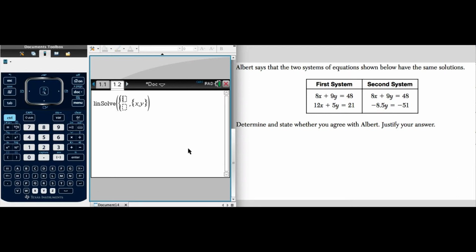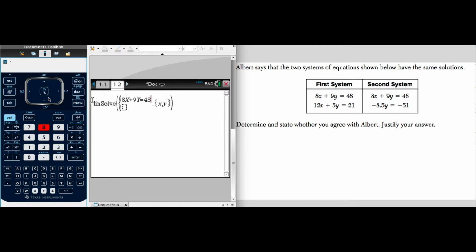Now, this will solve a linear equation, or a system of linear equations, as long as we don't have any x squareds, y squareds, x to the third, things like that. It won't solve those, but we simply have linear equations. So let's enter it. 8x plus 9y. It's nice to have those keys. And that equals 48.